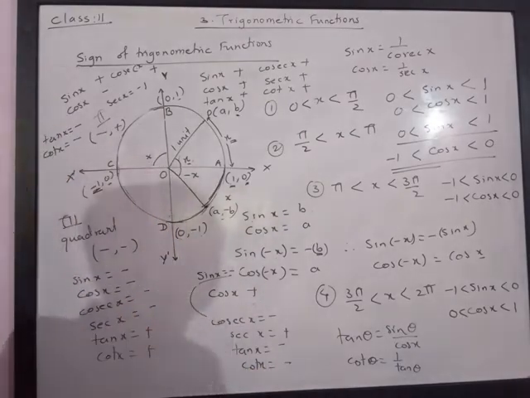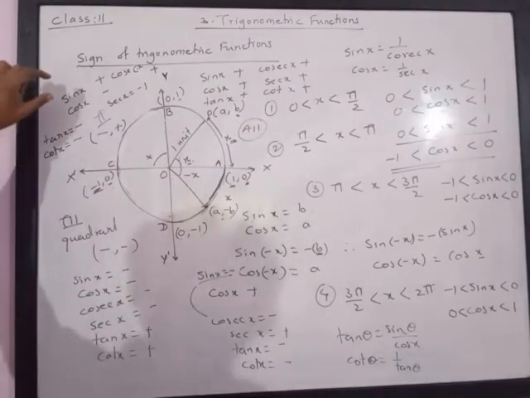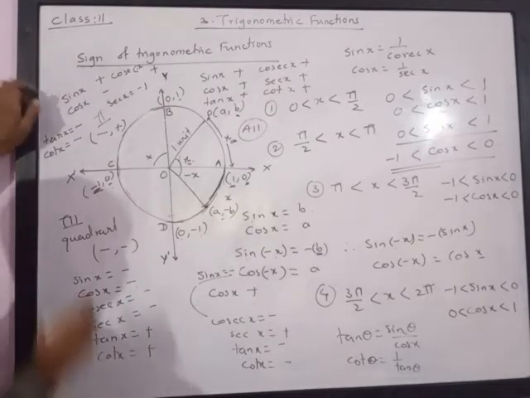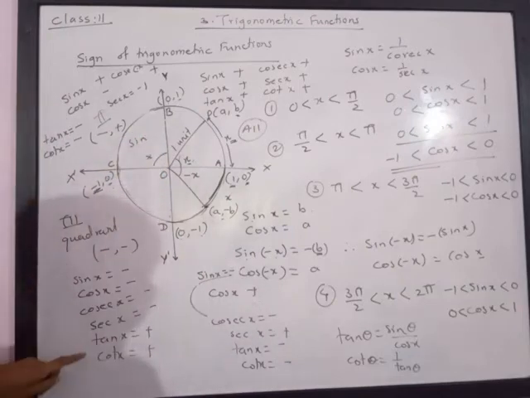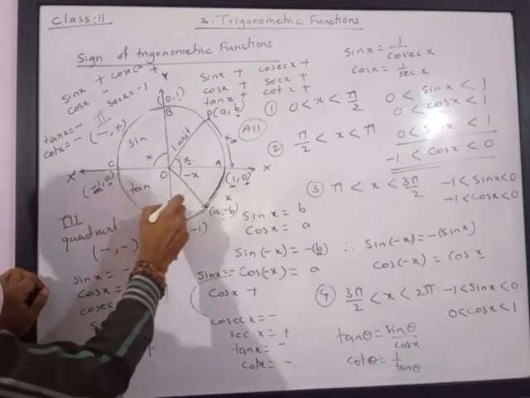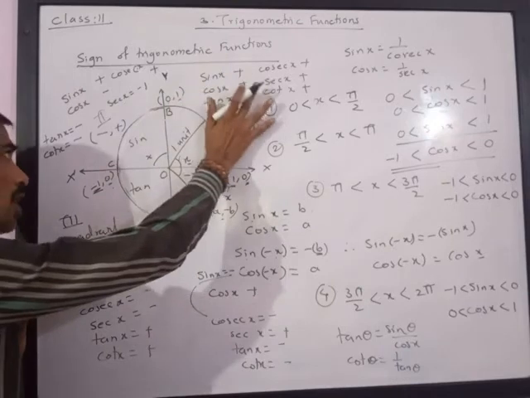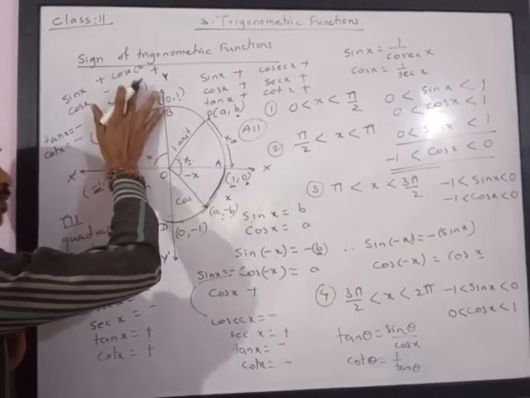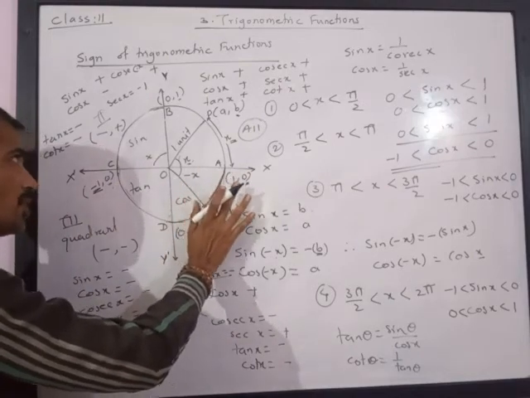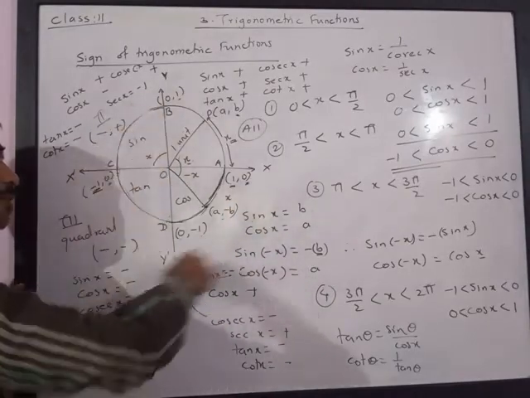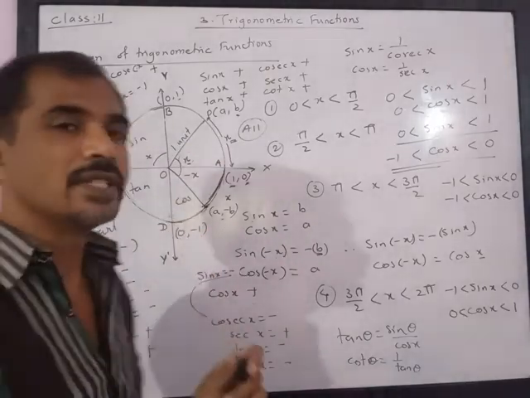So from this you will understand that in the first quadrant all trigonometric ratios are positive. Here only sin and its inverse are positive. Here tan is positive, and here cos is positive. So you can remember it in this way: in the first quadrant all positive, in the second quadrant sin and its inverse positive, in the third quadrant tan and its inverse positive, and in the fourth quadrant cos and its inverse positive. So All Sin Tan Cos can be remembered in this way.